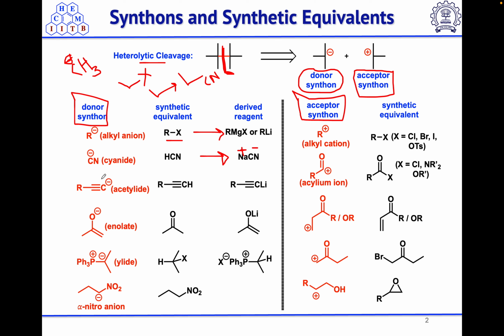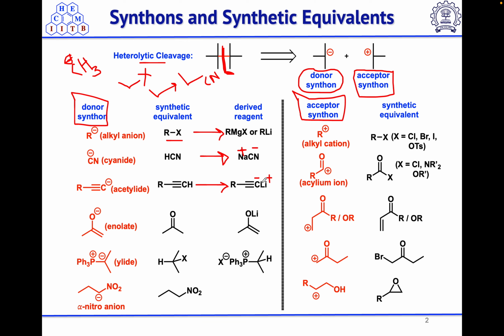Okay. Now let's say this is RC≡C⁻. This means acetylide anion, acetylide carbanion. So from where can we get it? This is the neutral species RC≡CH. Now we need to generate this acetylide anion. So here it is C⁻ and Li⁺.